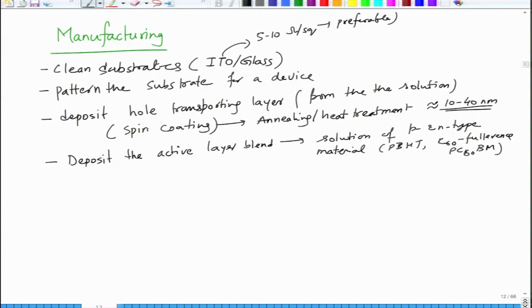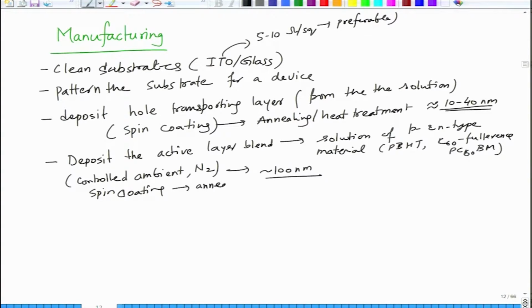Again, you spin coat it at a given spin speed for a given time, followed by heat treatment. This is generally done in a controlled ambient such as a nitrogen ambient. And then anneal it at a certain temperature for a certain time to get a thickness of the order of about 100 nanometers. So again the same method, spin coating followed by annealing.